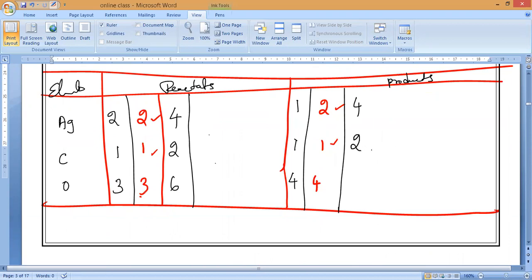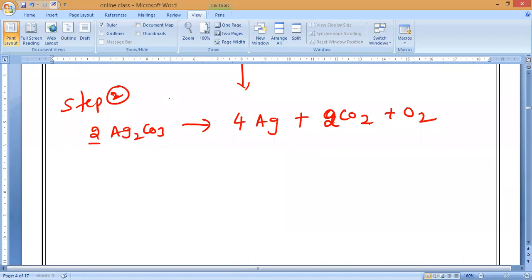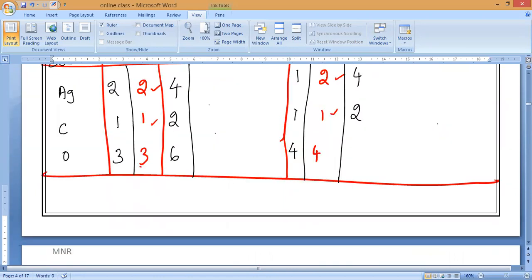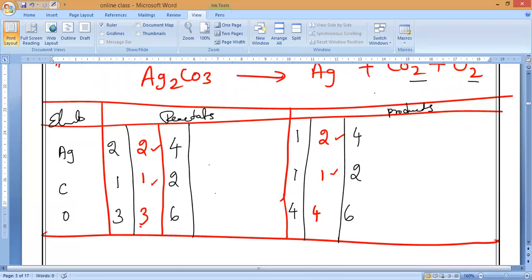Oxygen, how many count it? Six. 2 to the 4, six. 4 plus 2, 6. That is clear. So that is the way. Yes, sir, if you apply the trick, it will become very easy for us.